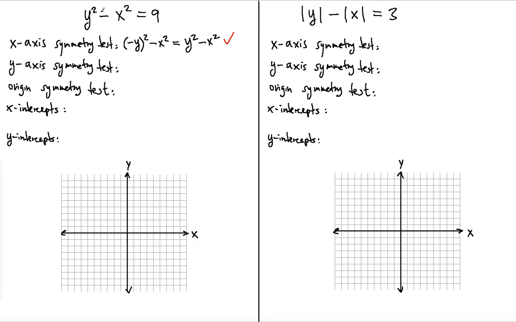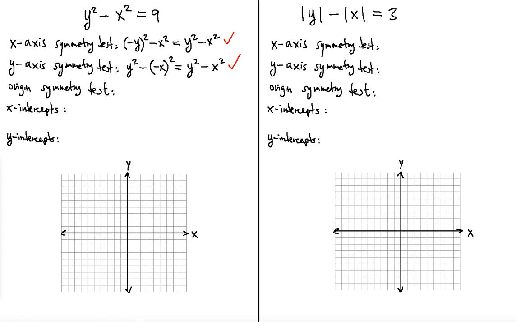Now let's test for the y-axis symmetry. Now instead of negating the y for the y-axis symmetry, we're going to negate the x this time. So we're going to keep the y as it is, y squared, and then minus negative x squared. So what we're getting is y squared minus, and then the negative gets squared, it gets to be positive, right? So x squared like that. Bingo.